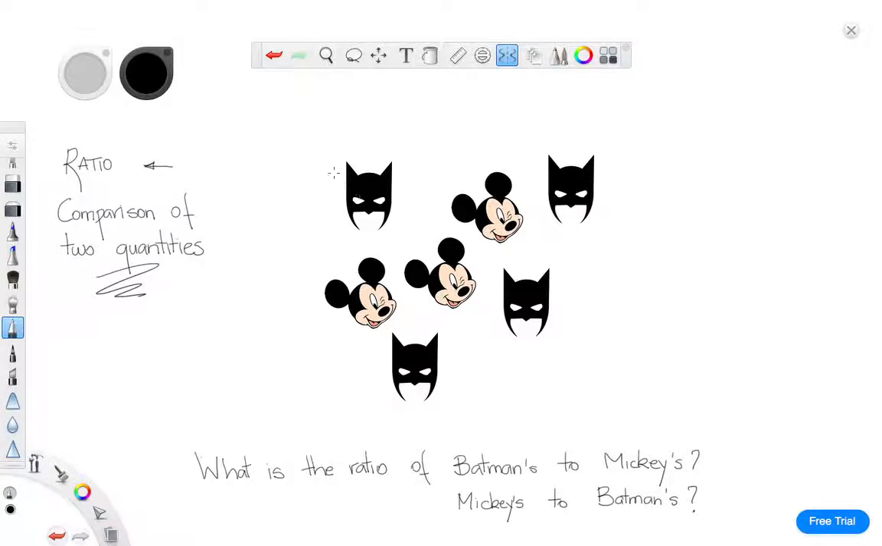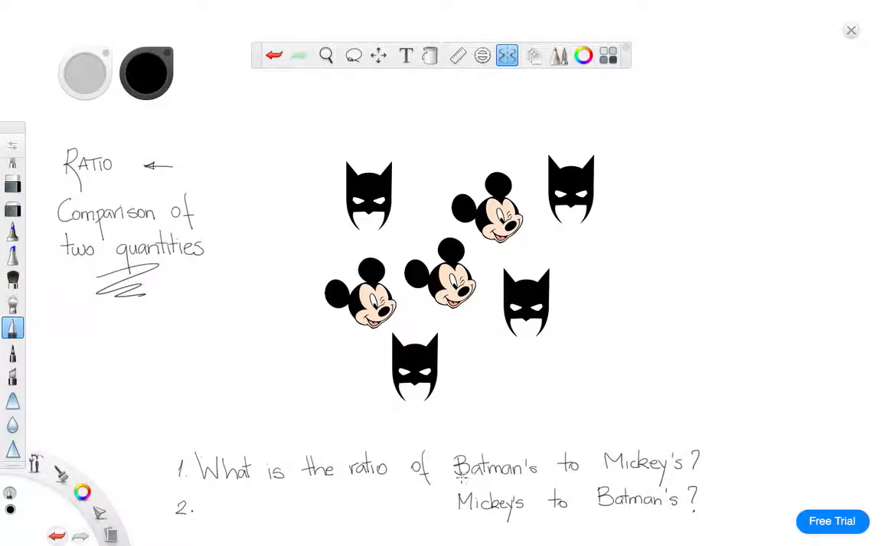Now, in this example right here, I would like to compare the amount of Batmans to the amount of Mickeys. That is question number 1. But I also would like to compare later on, when we are done with the first question, how many Mickeys we have to the number of Batmans that we have. So you're going to see that we're going to end up with a slightly different comparison. And this is important because the question in a ratio is going to tell you which quantity is going to go in the numerator and which quantity is going to go in the denominator.